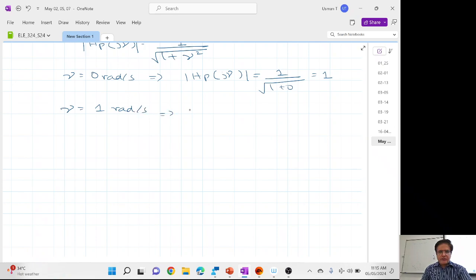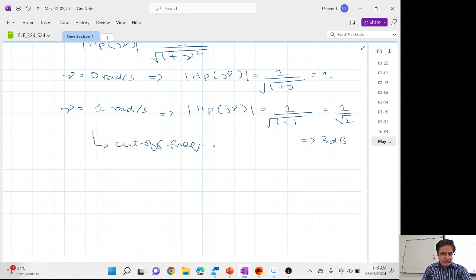Let's say for nu equals 1 radian per second. For this particular frequency, it's going to be 1 over the square root of 1 plus 1, which is 1 over square root 2, or the 3 decibel point from the vertical axis, right? So compared to the highest response, this is essentially the cutoff frequency for the case of Butterworth filters. That means this one is essentially the cutoff frequency.